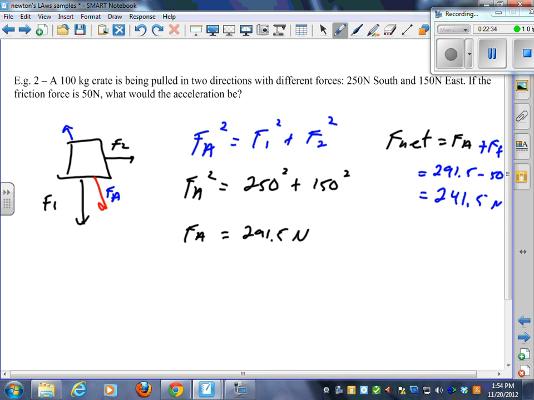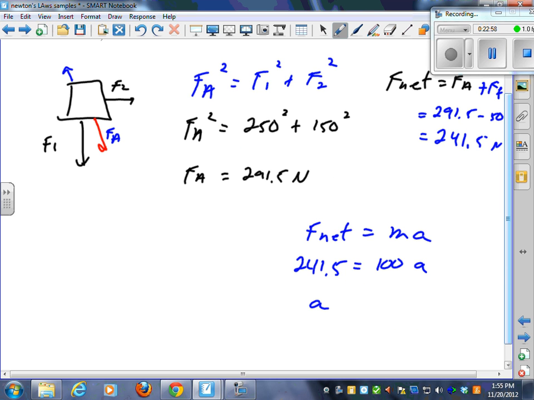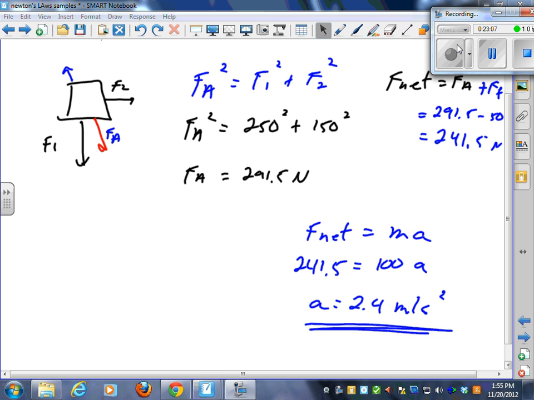The friction, minus 50, right? Now that I've got my net force, I can write F net is equal to MA. And now my net force is 241.5. My mass is 100. Solve for A by dividing by 100. 2.4 meters per second squared. And that's the end, right?